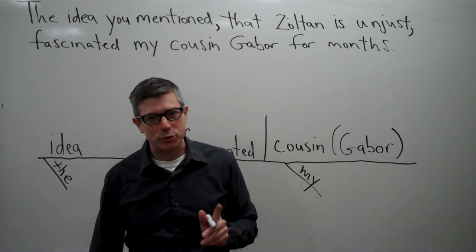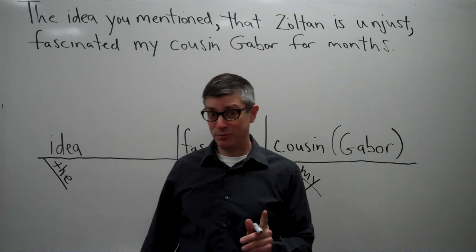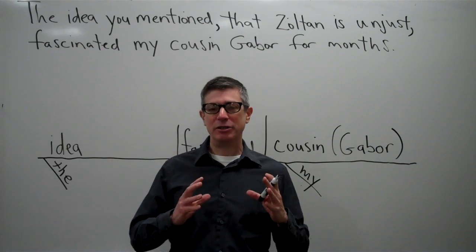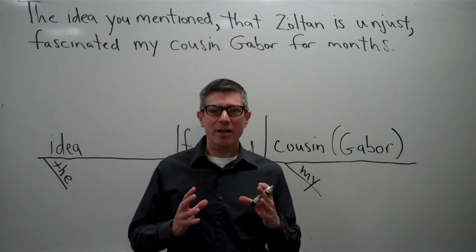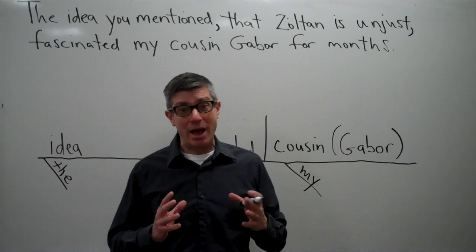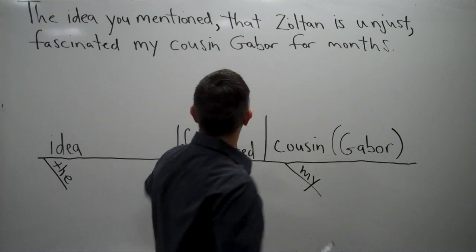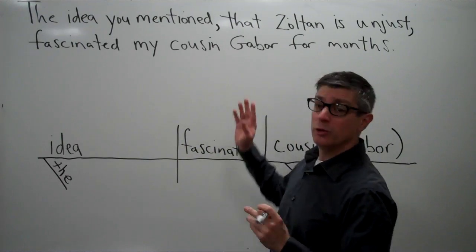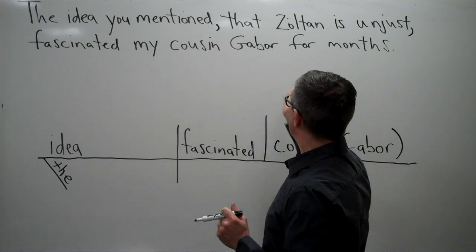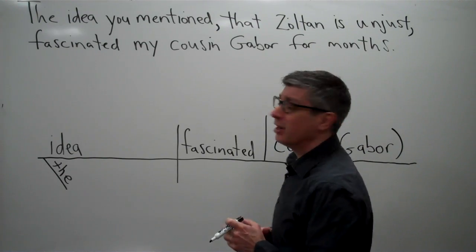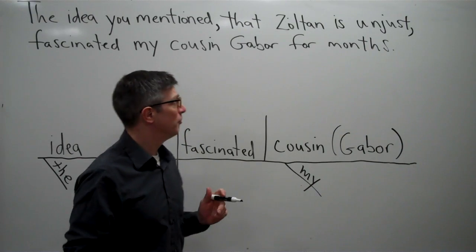I want to show you how to diagram appositives. That is, nouns or noun phrases or noun clauses that rename some noun they appear right next to in a sentence. So I've written this sentence on the board, which we will diagram. The idea you mentioned, that Zoltan is unjust, fascinated my cousin Gabor for months.